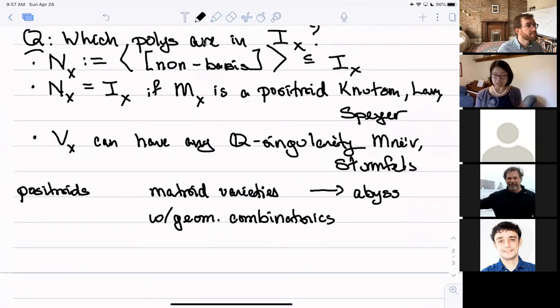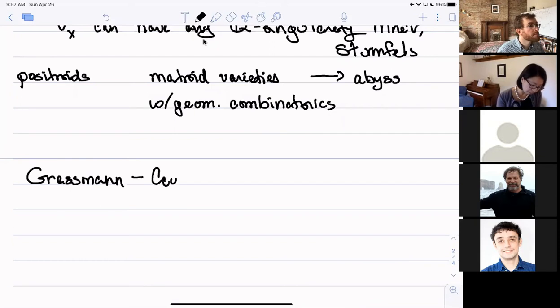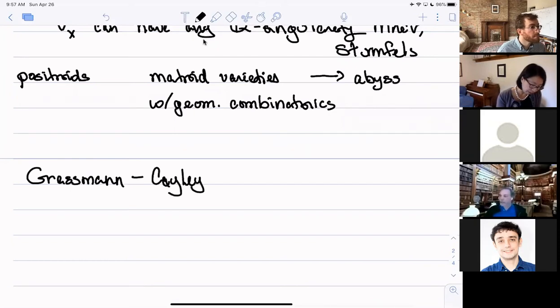All right. So now I want to introduce the tool that's going to let me describe these bracket polynomials in a way that's sort of going to be understandable by humans, at least humans who love combinatorics. And the tool that I'm going to use is the Grassmann-Cayley algebra.